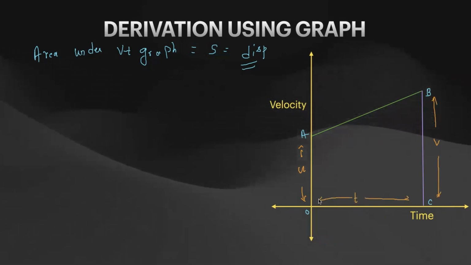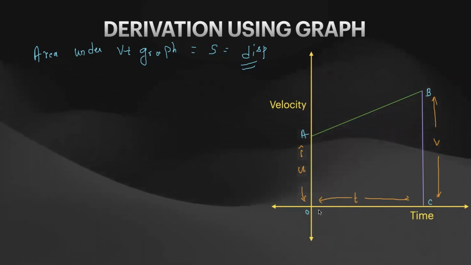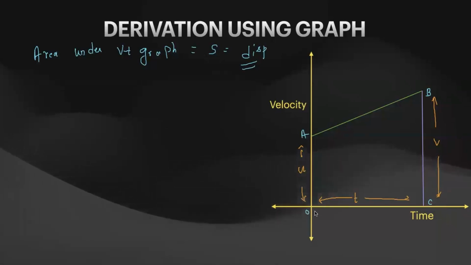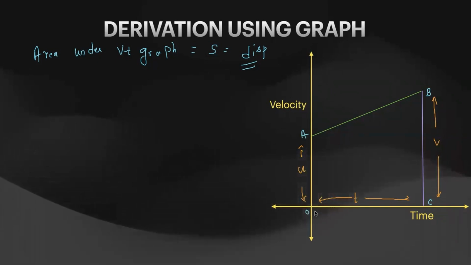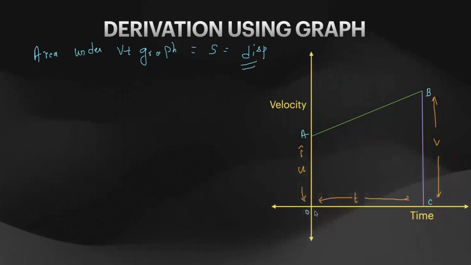So again, OA is initial velocity, BC is final velocity, and OC is time taken. I have explained it in the derivation of the first and second equations of motion using graph. So that's why I'm keeping that explanation again. Okay, so is this clear?